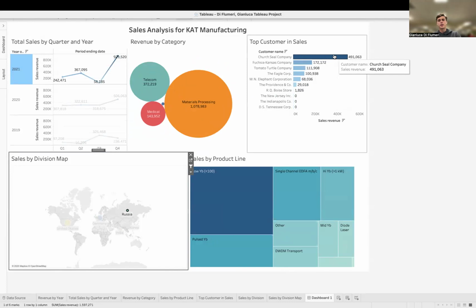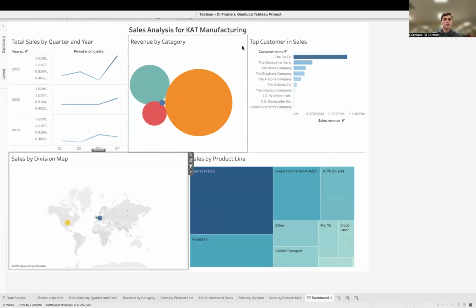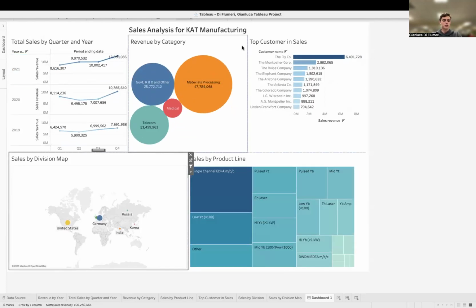So if I was the top management of Cat Manufacturing, I would ask these three types of questions, or this interactive dashboard will answer these three types of questions. Being the first one, which country performed the best in terms of revenue? You want to see which countries perform best for future decisions, and here we see that Germany was the one that produced the highest revenue among all of the countries.